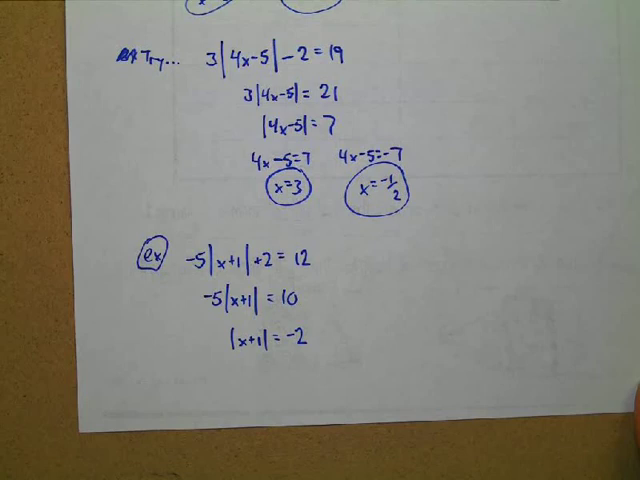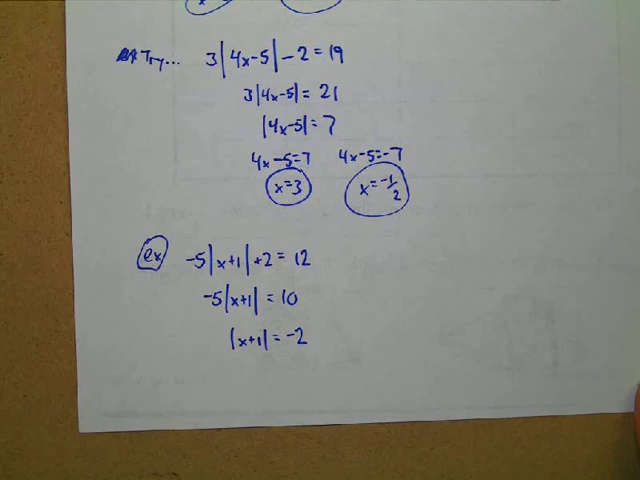Because we're trying to see if the absolute value of something is equal to a negative 2. Is it possible for a distance of something to be negative? It's impossible, right? Not possible. Okay?